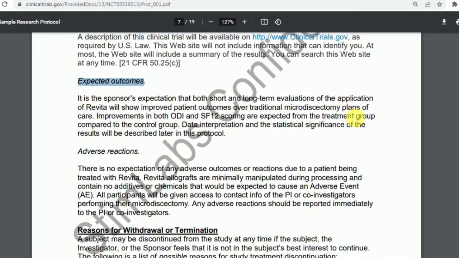We need to understand the treatment group and the control group. The treatment group are those 91 subjects who have taken the drug, and the control group were not provided any drugs, but they will undergo the microdiscectomy process. The group that is not introduced to the drug is known as the control group, and the group that has taken the drug is known as the treatment group.